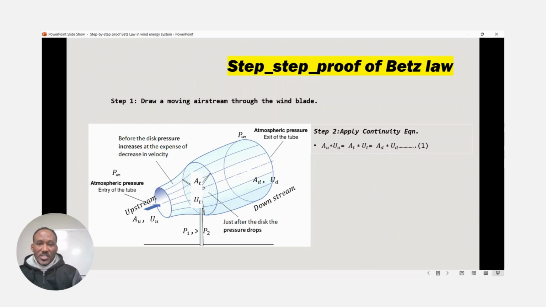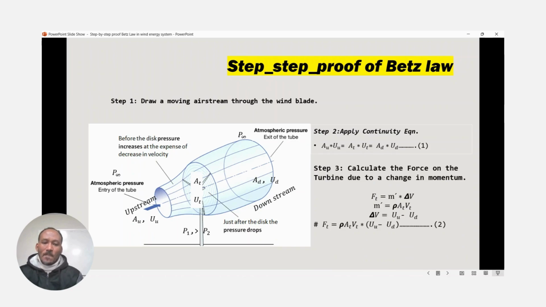Then the second step is applying the continuity equation, which states that volumetric flow of air is constant. That means area of upstream times velocity of upstream is equal to area of turbine times velocity of turbine, which is equal to area of downstream times velocity of downstream. Let's say this is equation one.